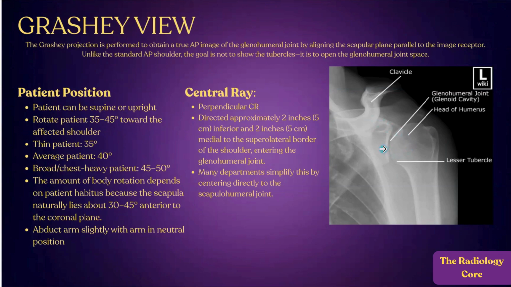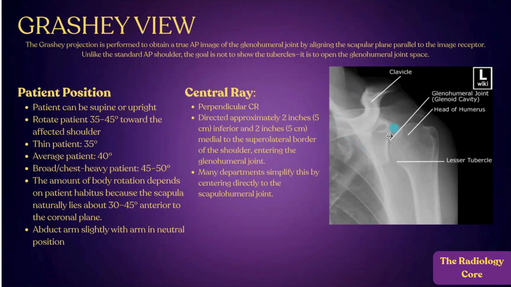And it's going to depend on how much you rotate them based off the patient's body habitus. So if you have a thin patient, you're going to have less obliquity. So you're going to have about 35 degrees, an average patient about 40 degrees. And then if you have a heavier patient, more hypersthenic body habitus, between 45 to 50 degree rotation. So depending on that body habitus, that's going to determine the scapula and how it naturally lies, which is usually between 30 to 45 degrees anterior to the coronal plane. You're going to abduct the arm slightly, but keep the arm in a neutral position when doing a Grashey view.